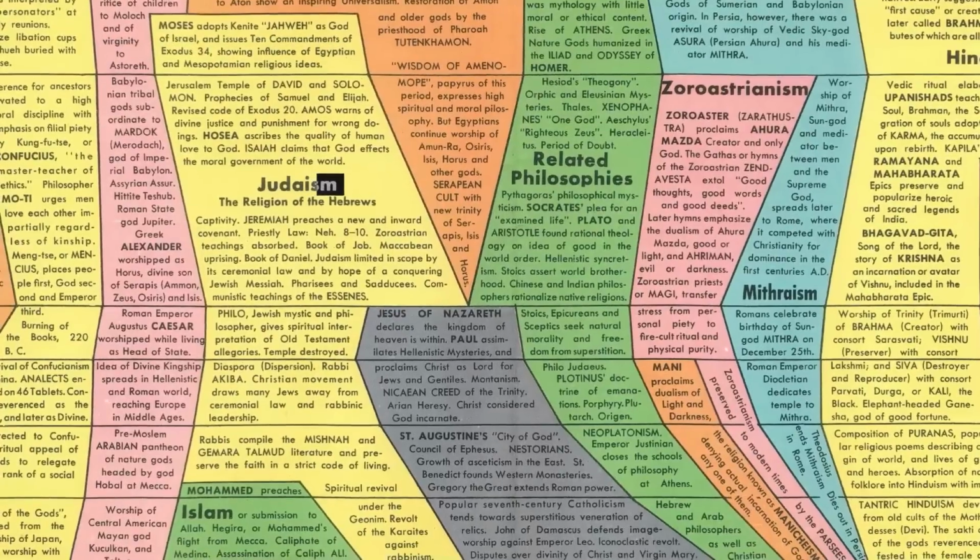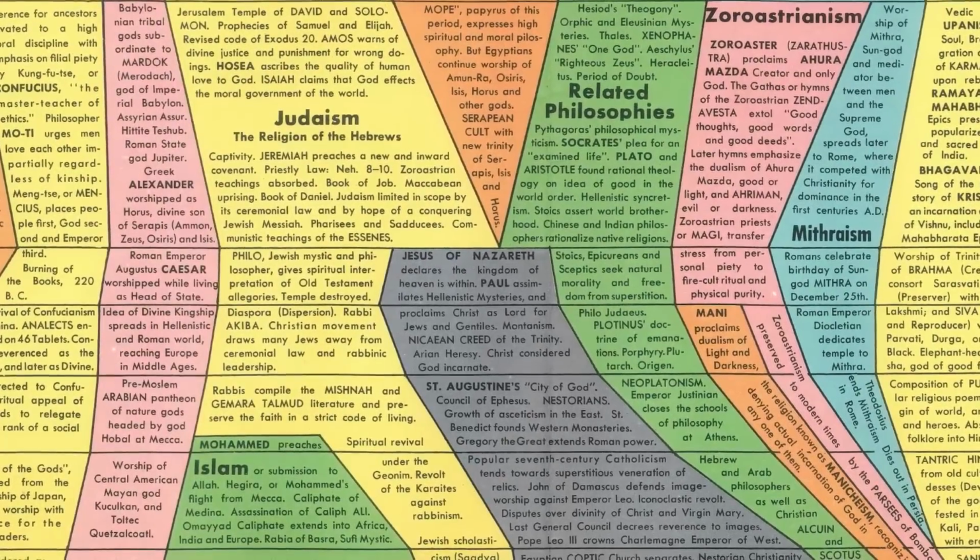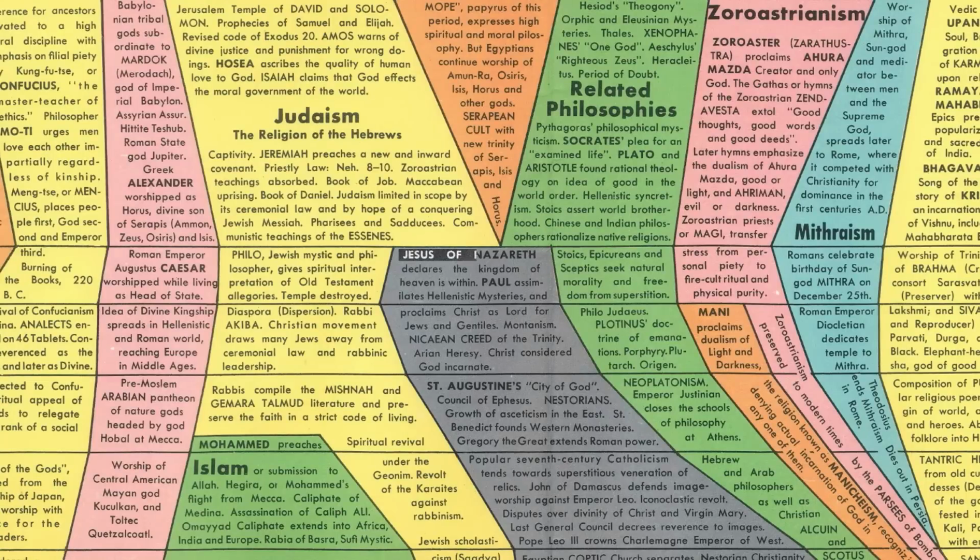Let's now take a look at how the chart deals with Christianity. Note that Jesus is not given any more special attention than anyone else, which is nice because it makes the chart unbiased, at least in this regard. It also quite rightly shows Christianity as coming out of Judaism, but also being heavily influenced by Greek and Roman ideas. But check this out.